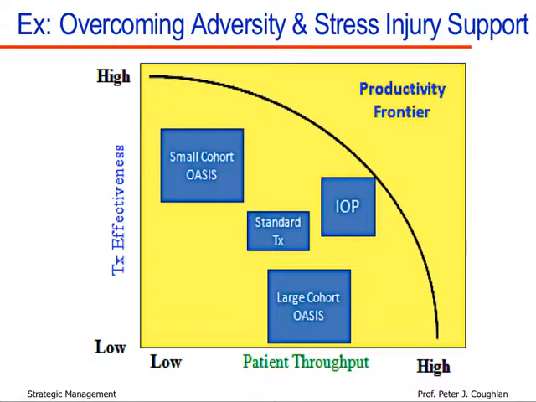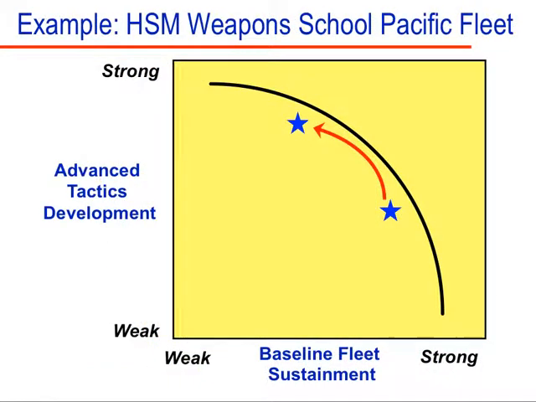In this case, OASIS had either large cohorts or small cohorts, and they were different positions in this space. Here's an example, not of comparing different organizations, but this was the HSM Weapons School Pacific Fleet.